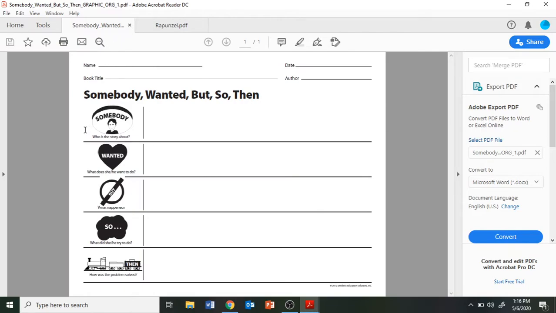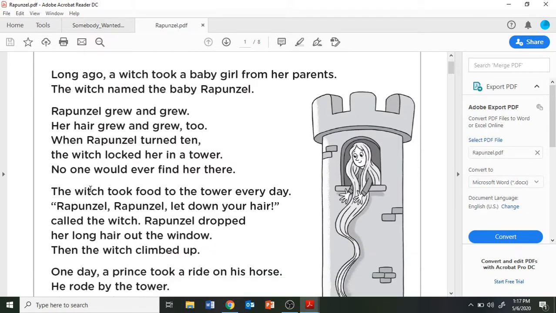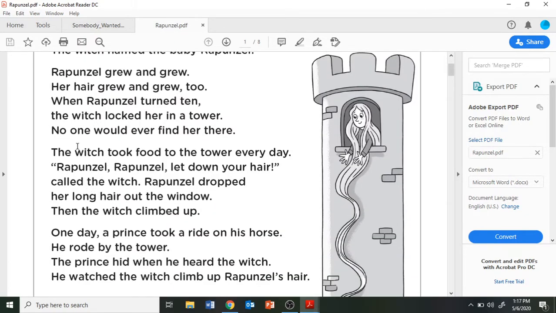Let's go ahead and pause. We have a who. Who is our who? Yep, Rapunzel. You could have also told me the witch. As we get going, though, we should have a wanted. So let's be thinking about, as we listen to Rapunzel, the wanted. Who wanted? And that will clarify for us, are we talking more about Rapunzel or the witch? Okay, now scroll down a little bit. We're going to start right here.